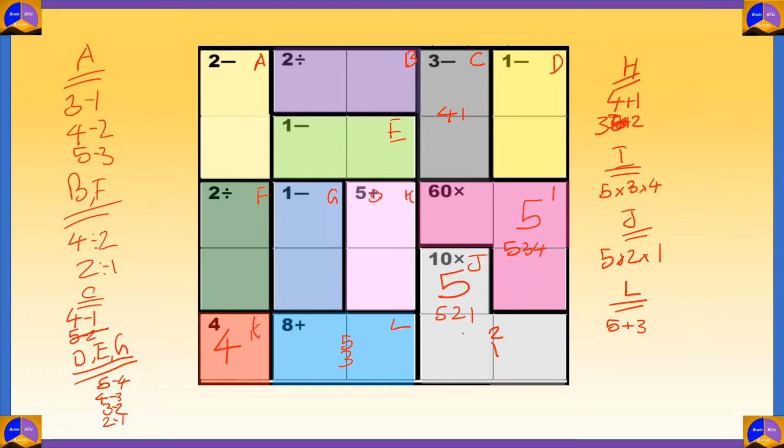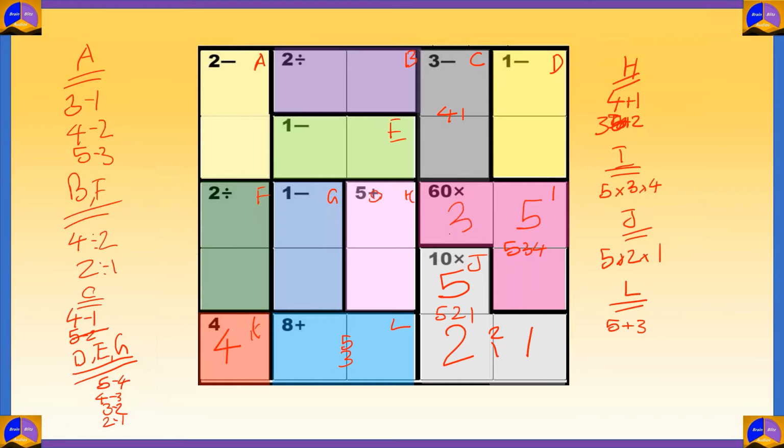So the 1 in cage J cannot come over here because then it will be a repeat of 1 in the same column. So the 1 in cage J would go over here and 2 will come over here. Now, for completing this column, 1, 4 came in cage C, 2 and 5 came in cage J. The remaining number is 3.